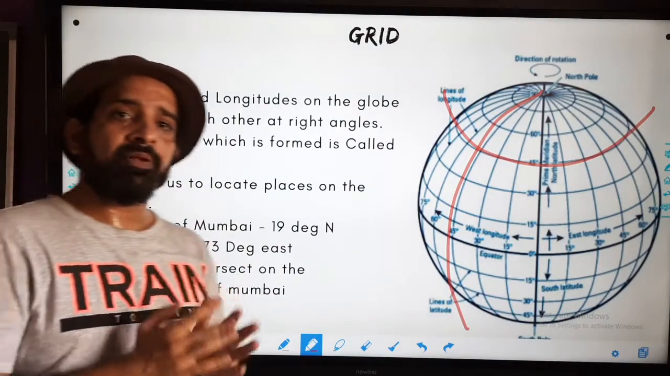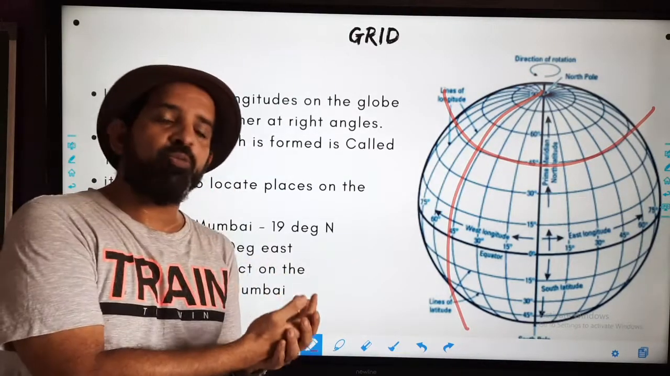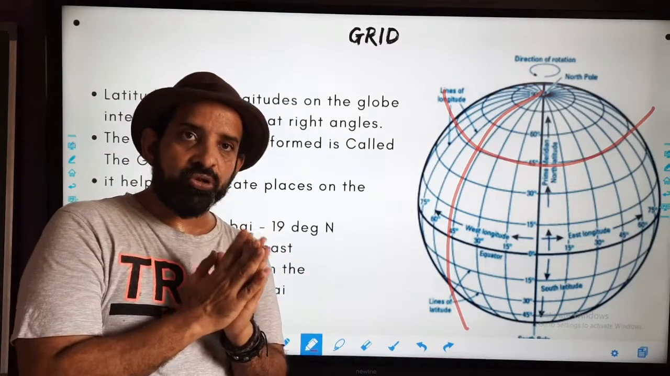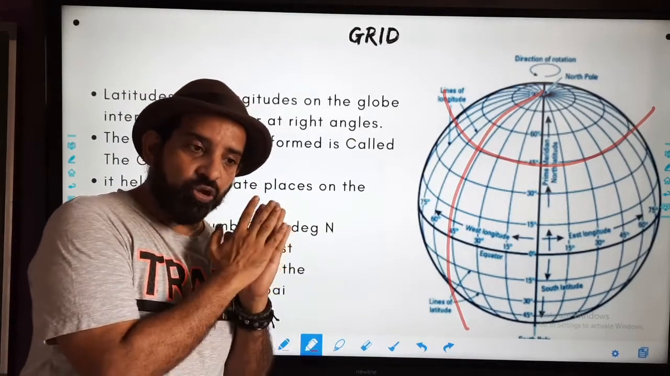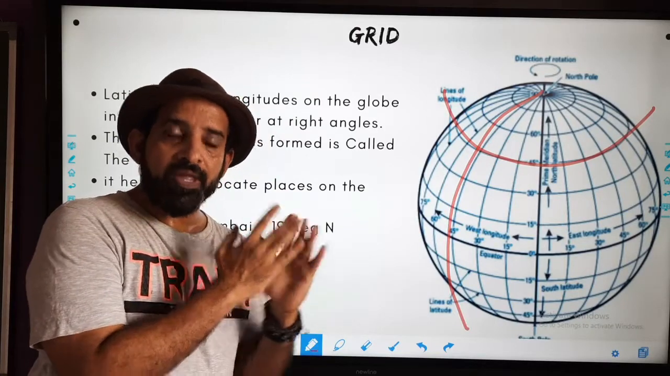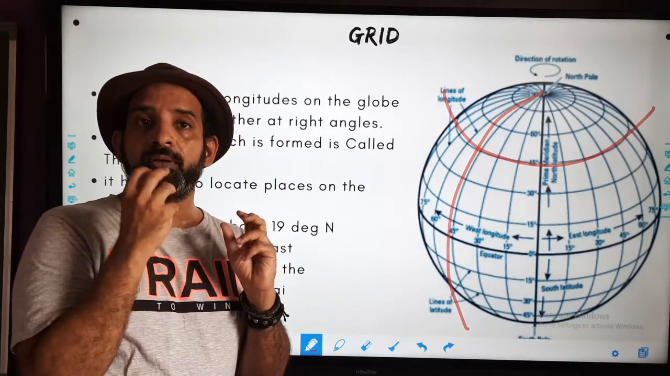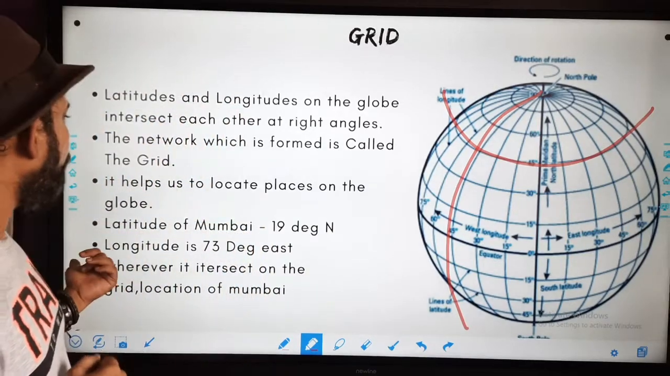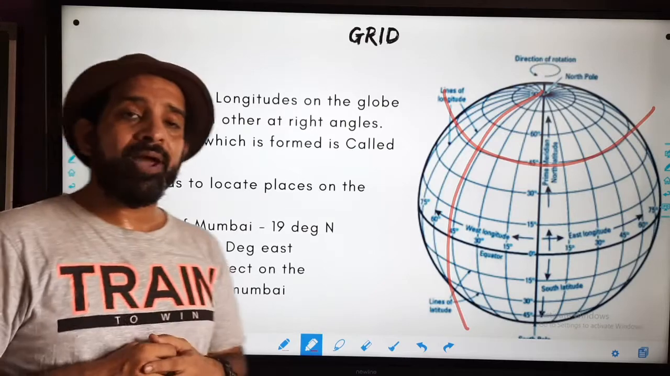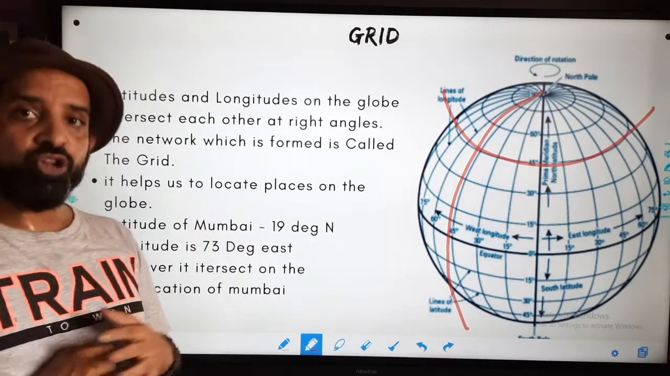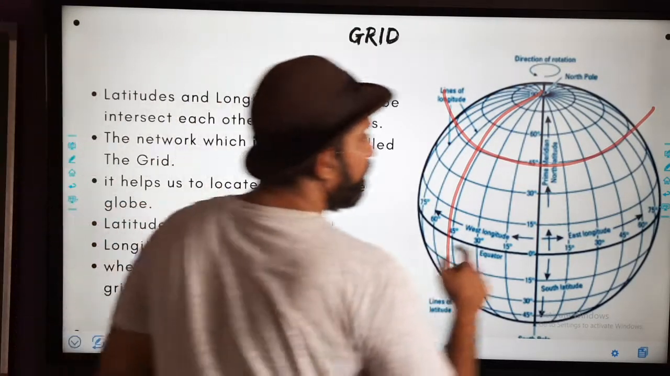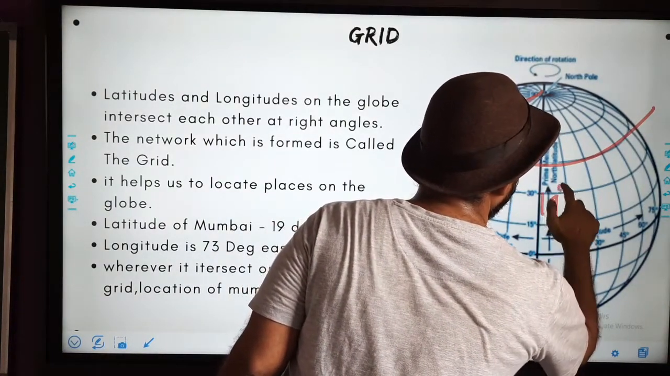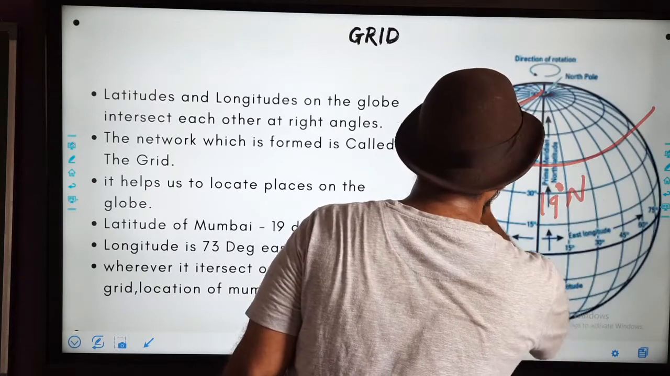It actually helps us to locate a place on a globe or earth. That is very important. Now students, you understood what longitudes and latitudes are used for? They are used to locate places, destinations, spots on a globe. For example, latitude of Mumbai is 19 degree north. So latitude of Mumbai is somewhere here. It is 19 degree north. This is the latitude.